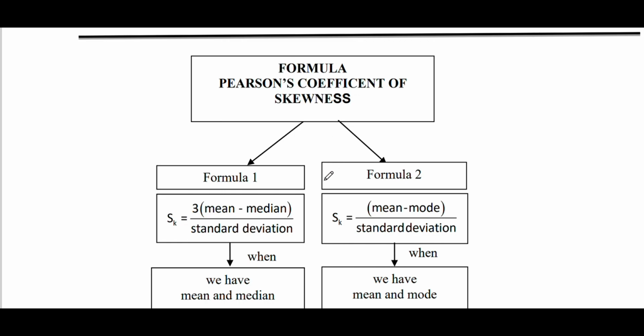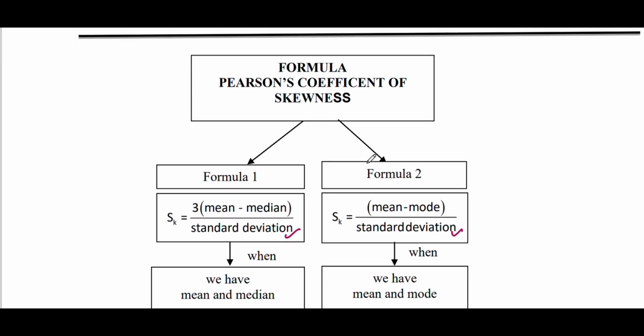We have two formulas here, where the Pearson coefficient of skewness is written with the symbol SK. What we need from our data for the first formula is the mean, median, and standard deviation, multiplied by 3. For the second formula, it will be the mean, mode, and standard deviation. So definitely you need your standard deviation. When your data has mean and median, we will use the first formula. When our data has mean and mode, we will use the second formula, depending on the situation from the questions.